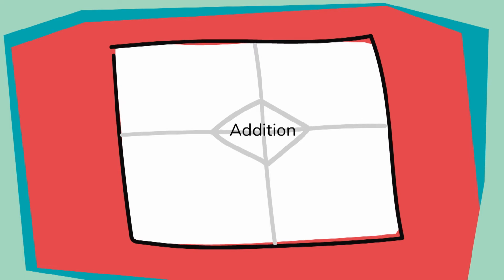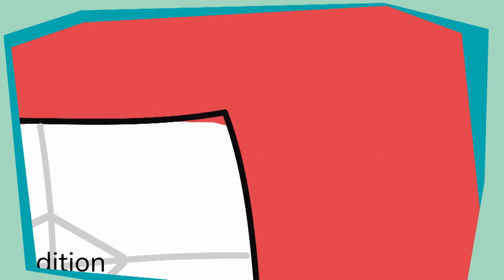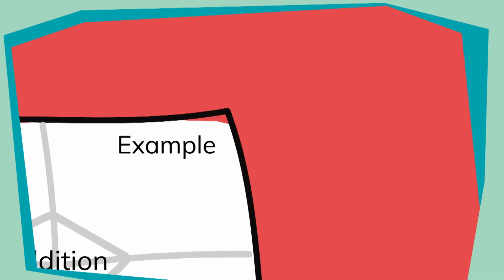Then in the upper left rectangle, we're going to define or write what addition means. So let's write the word definition here. Okay, great. In the upper right rectangle, we're going to provide an example of addition. So let's write example here. Then in the lower left rectangle, we'll provide a non-example or what addition is not. So let's write non-example here. And finally, in the lower right rectangle, we'll draw a picture to help us visualize what addition is. So let's write picture here to remind us of what we're supposed to do.